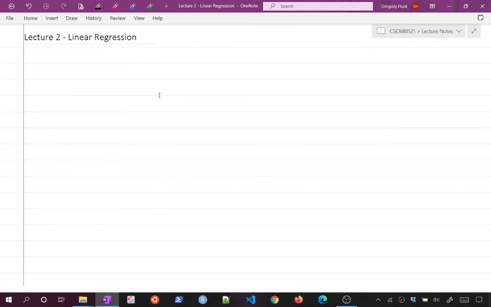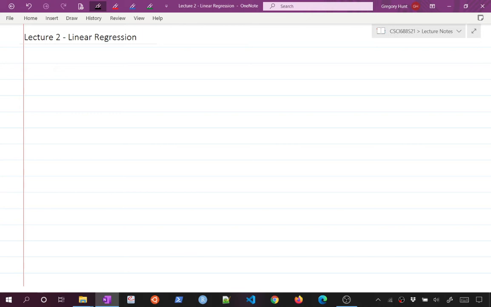Lecture 2 is going to start talking about statistical learning. So we're first going to introduce the framework, and then we're going to introduce our first statistical learning procedure or approach, that is linear regression. So the title of this lecture is Linear Regression.